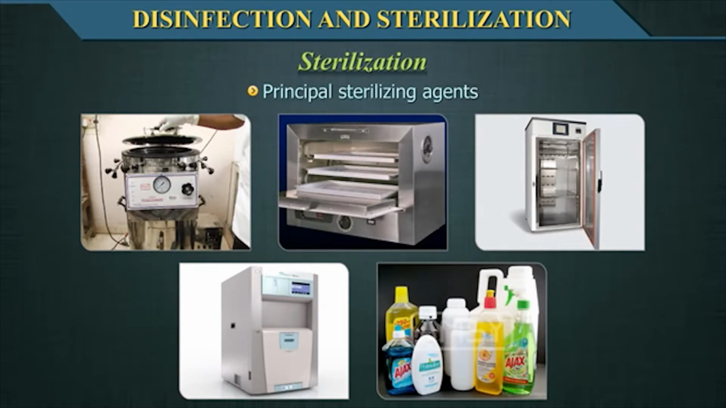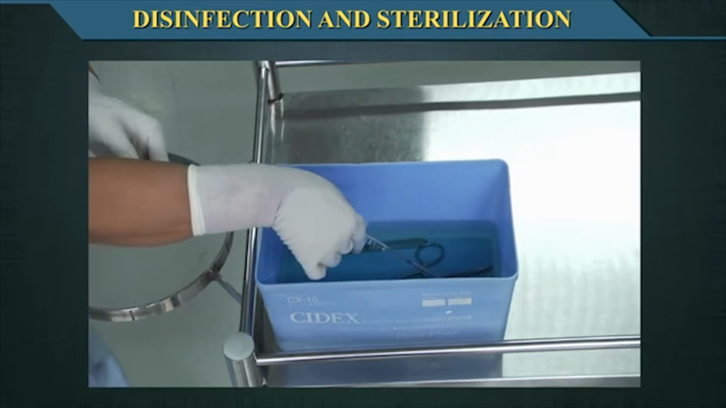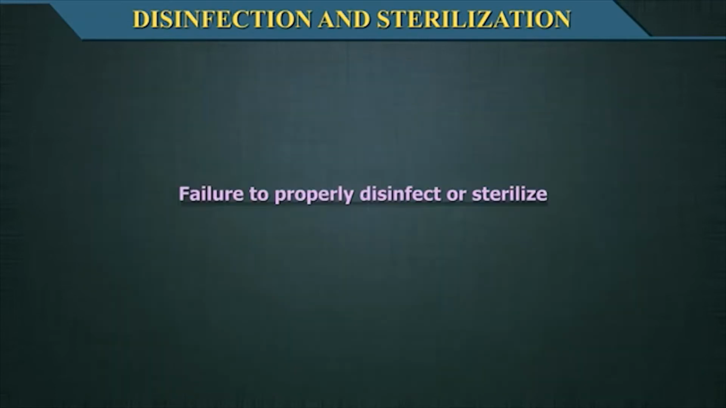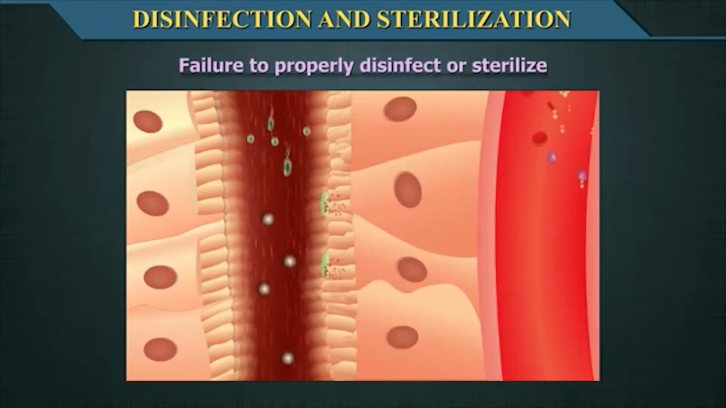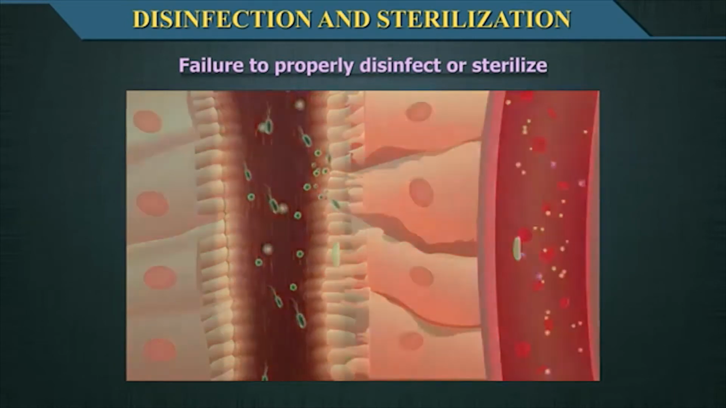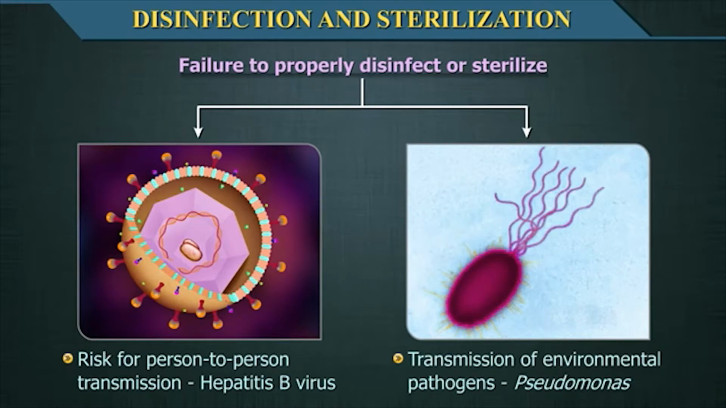used in healthcare facilities. Disinfection and sterilization are essential for ensuring that medical and surgical instruments or other material do not transmit infectious pathogens to the patients. Failure to properly disinfect or sterilize equipment carries not only risk associated with breach of host barriers, but also risk for person-to-person transmission, for example, hepatitis B virus, and transmission of environmental pathogens, for example, Pseudomonas.